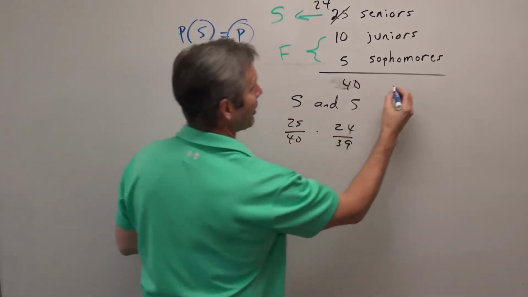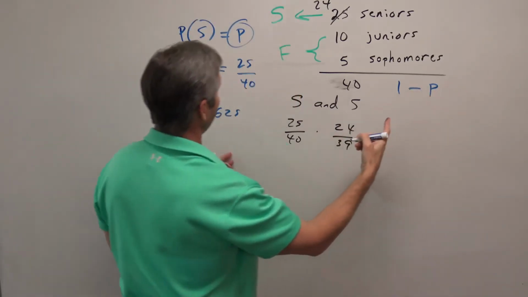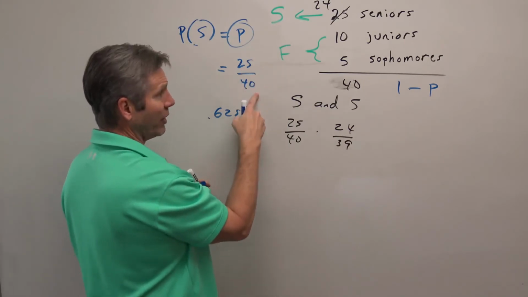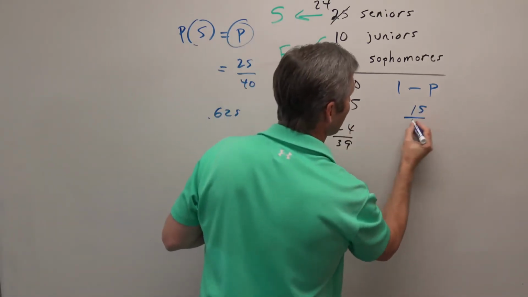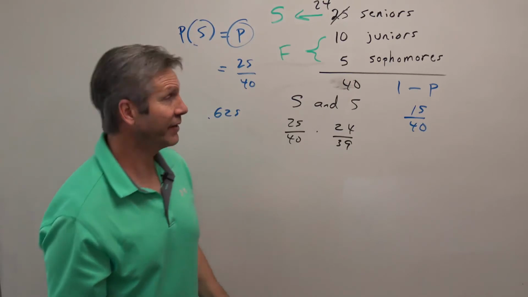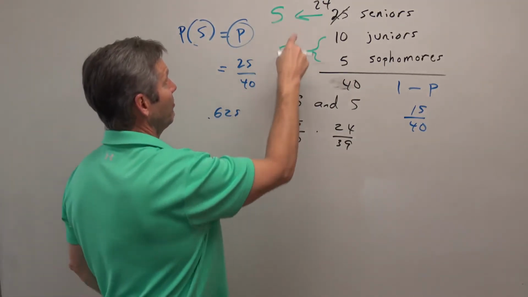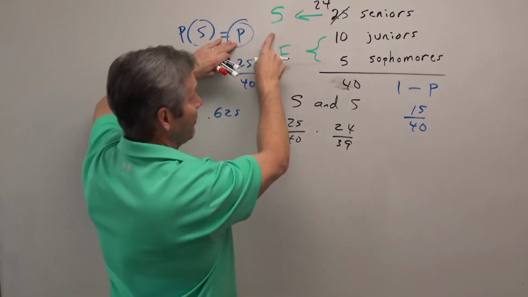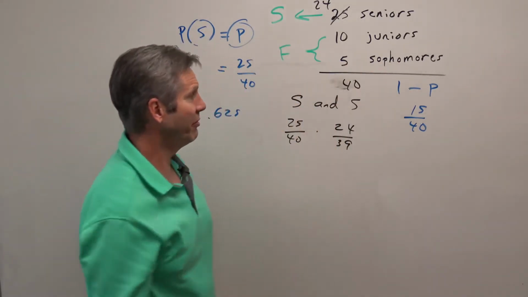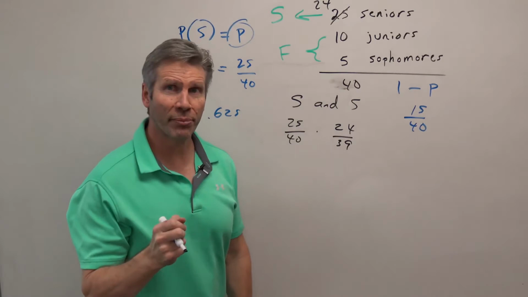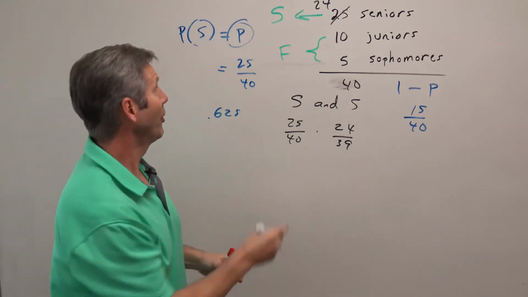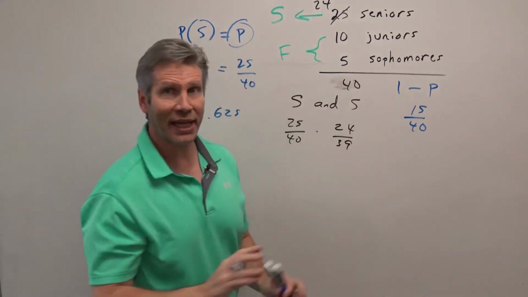Well, then the probability of a failure must be 1 minus P. If 25/40ths is a success, it has to be that 15/40ths is the failure, and that's what we get if we add these 2 groups together. Now, we've got P, the probability of success, and 1 minus P, the probability of failure. But again, if these are truly Bernoulli, then from sample to sample, P and 1 minus P cannot change.